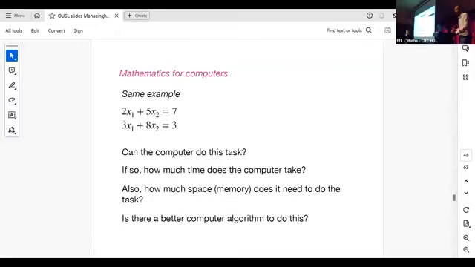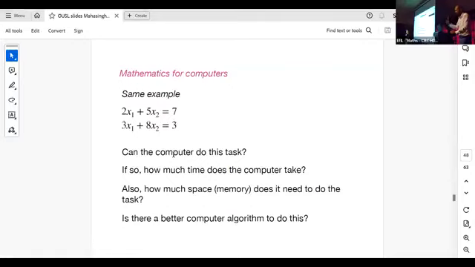Also, if you can do the task, now suppose you hire a man to do your work in your garden. Then you should know how much time this man consumes and how much food he needs, maybe, and how he's going to do the task. So these are the other questions. If you use a computer to solve this sort of system, then you should know first whether it's solvable or not using a computer, computable or not.